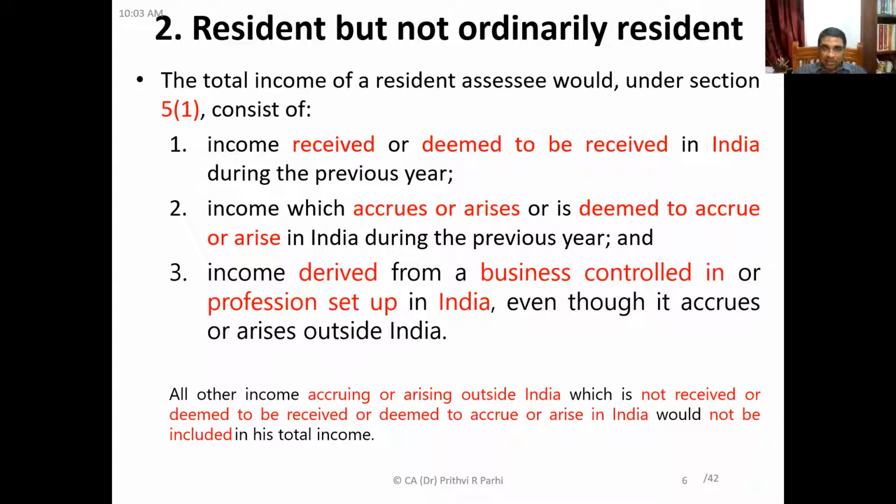Okay, in this, what happens is, if that business is set up in India, or the profession for which he gets the income, even though the income is coming from outside, that doesn't matter. It has to be included in the total income. The condition is that foreign income may be coming from business and profession, but if the business is controlled from India or the profession is set up in India, then that will also be included in the total income of a person whose residential status is resident but not ordinarily resident. So what is taxable for a person who is a resident but not ordinarily resident? Please read point number 1.